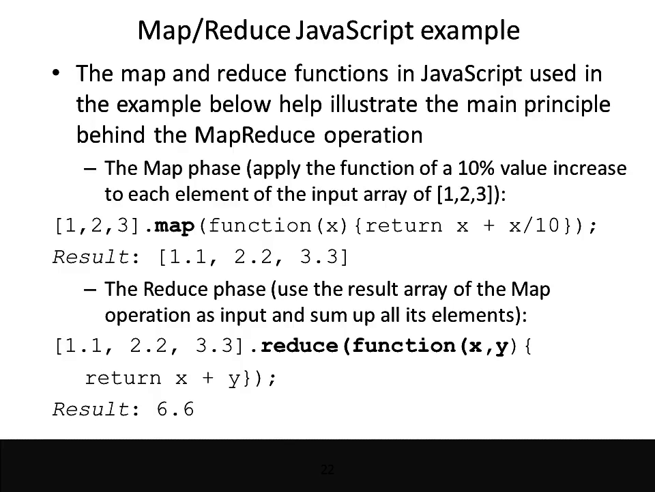Then in the reduce operation, the way this is written here is we're taking the results from the map. See that array, 1.1, 2.2, 3.3, and that's the input into the reduce operation. So what the reduce operation does is, what it's doing is taking the array, the input.